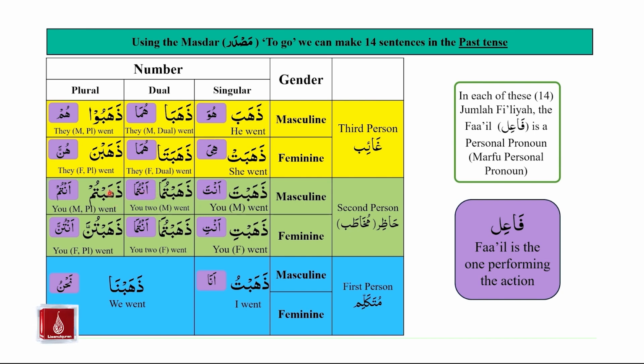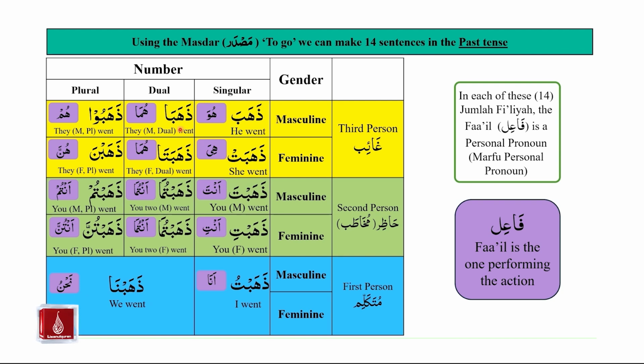Zahabtum, the fa'il is antum. Zahabti, the fa'il is anti. Zahabtuma, the fa'il is antuma. Zahabtunna, the fa'il is antunna. Zahabtu, fa'il is ana, and zahabna, the fa'il is nahnu.